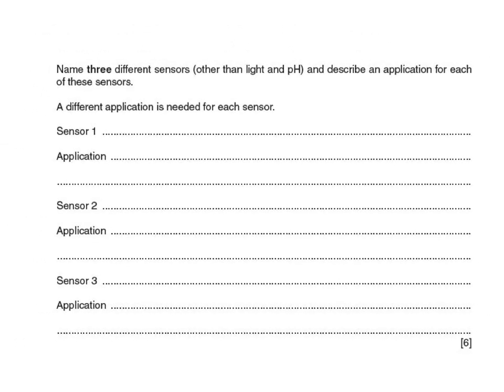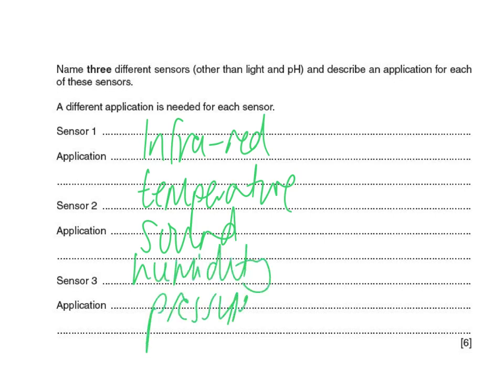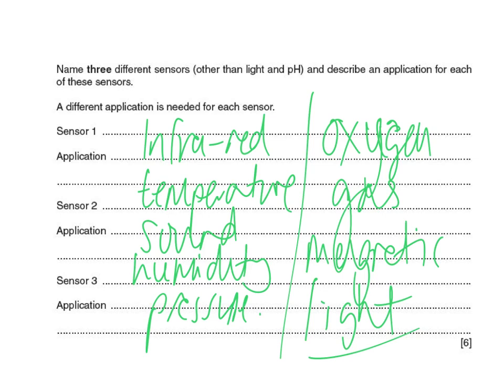Different sensors other than pH, light, and describe the different sensors. So there's tons we could have there, so let's just list them all. We've got infrared, and we'll just come back here if we need to, or refer back to this slide. We've got temperature, we would have sound, we've got humidity, what else? Pressure, come up in your exam. Well, it depends what year you're watching this in. Pressure, we could maybe have oxygen, or gas as well, same but different. Magnetic, we got light, there's tons more. I mean, anything will go.